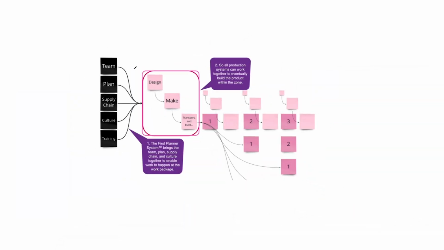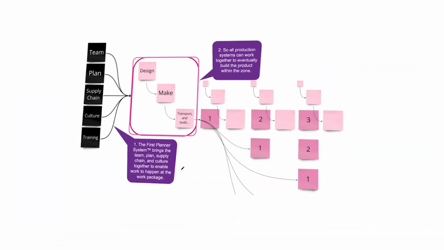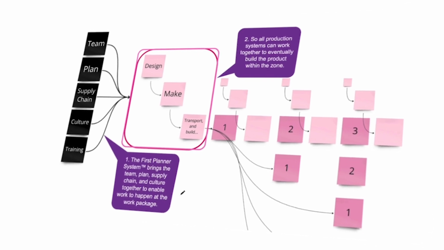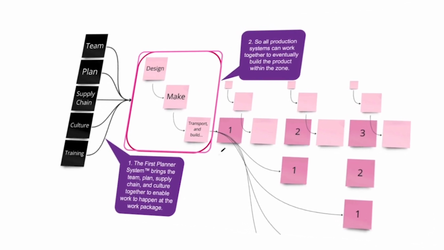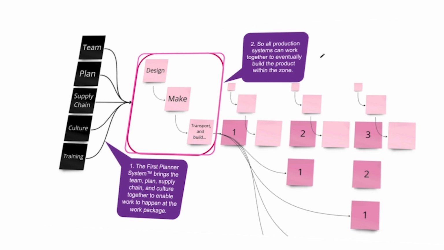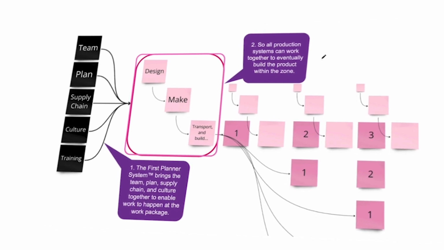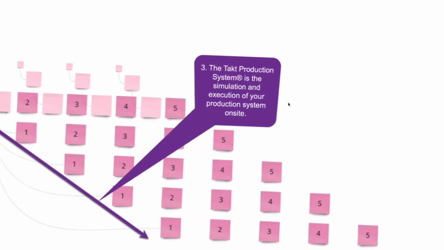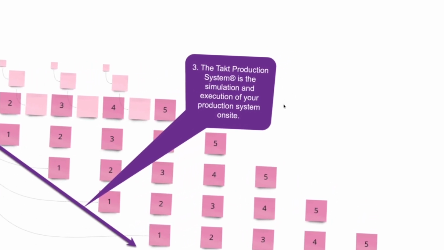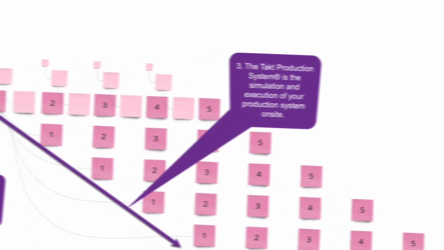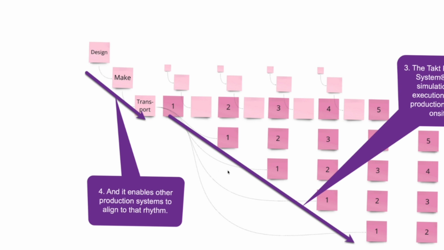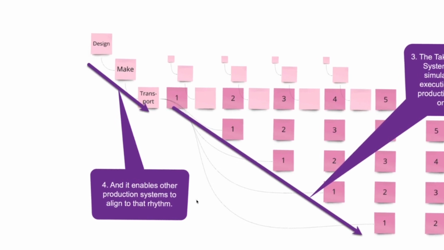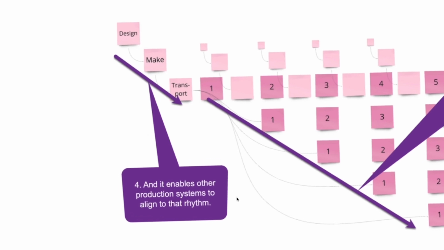The first planner system is really designed to bring the team, the plan, the supply chain, and the culture together to enable work to happen at the work package, so that all production systems can work together to eventually build the product within the zone. The Takt Production System is the simulation and execution of your production system on site. And again, once you've planned it over here, you have this diagonal line which keeps the trades in a flow zone by zone. And it enables other production systems to align to that rhythm.